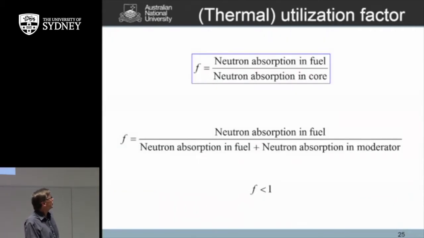All right, thermal utilisation factor. Let me just point this one out. This is just the neutron absorption in the fuel compared with the total absorption in the core. So for a thermal reactor, that's essentially the absorption in the fuel, the uranium, compared with the absorption in the moderator. This quantity is less than 1.